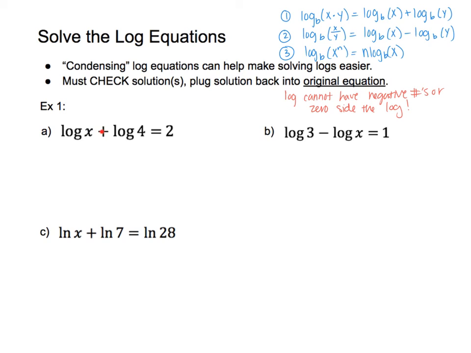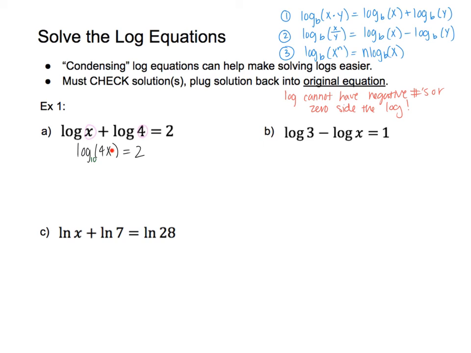So this one has a plus sign, so that means that when I condense them, when I write this as one log, I have to multiply this 4 with this x. So this is going to be log 4x equals 2. Now I also noticed that this log doesn't have a base, so I'm going to write in a 10 because when there's no base, you assume it's 10.